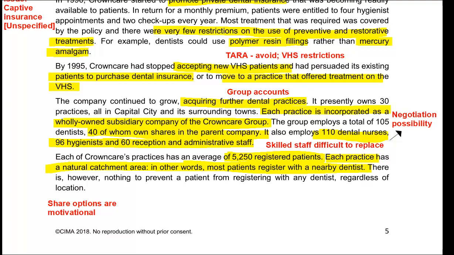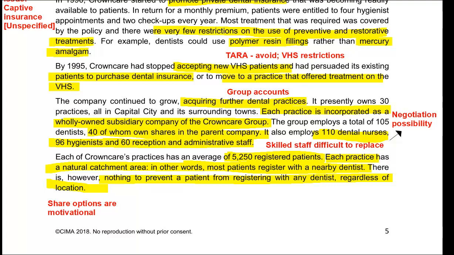So it kind of has an inbuilt customer trend, which is fairly unfortunate, I guess, for Crowncare, because it necessitates that they buy up different areas where they don't have a practice to ensure they're attracting more custom. However, importantly, there is nothing to prevent a patient from registering with any dentist regardless of location. So in this case, we can perhaps think about marketing.